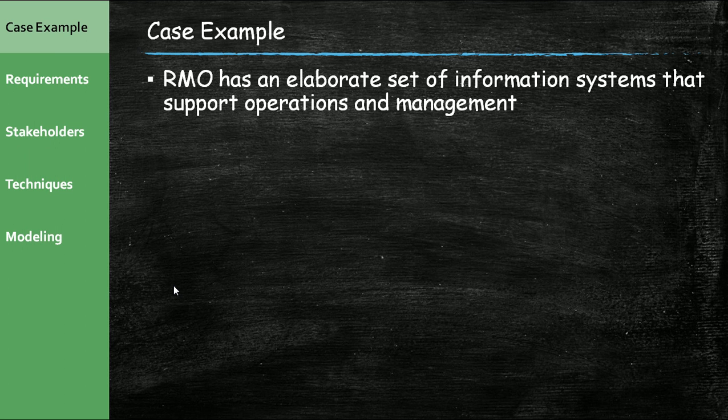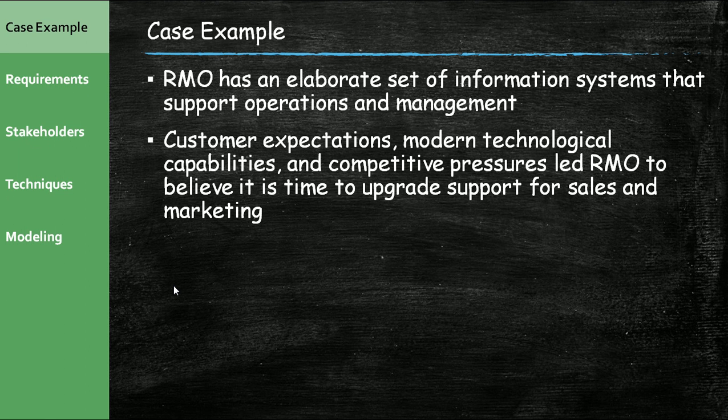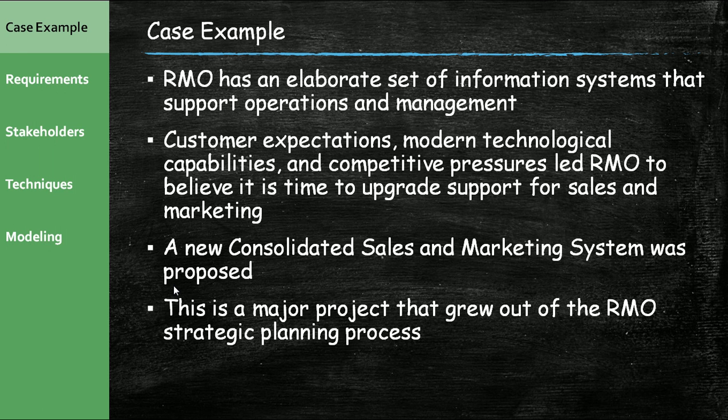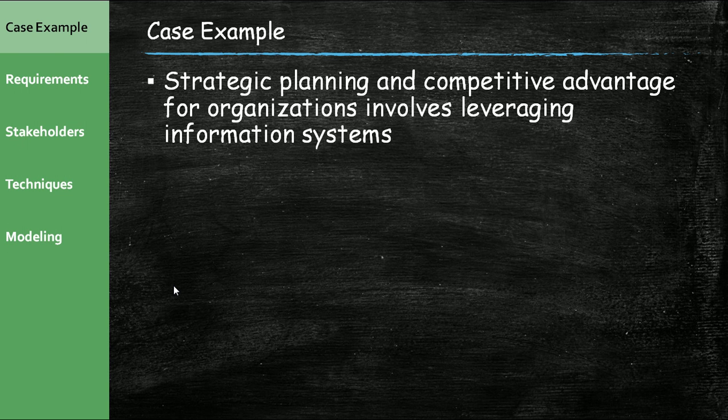So RMO, which is our example case, has an elaborate set of information systems that support both operations and management. Customer expectations, modern technological capabilities, and competitive pressures are leading RMO to believe that it's time to upgrade support for sales and marketing. So they've got these legacy systems, and they want to upgrade them and bring themselves into the 21st century. So they're going to develop a new consolidated sales and marketing system. This is the idea. It's a huge project for them, so it takes a lot of planning, and this is what we're going to talk about through most of the semester with the case example.